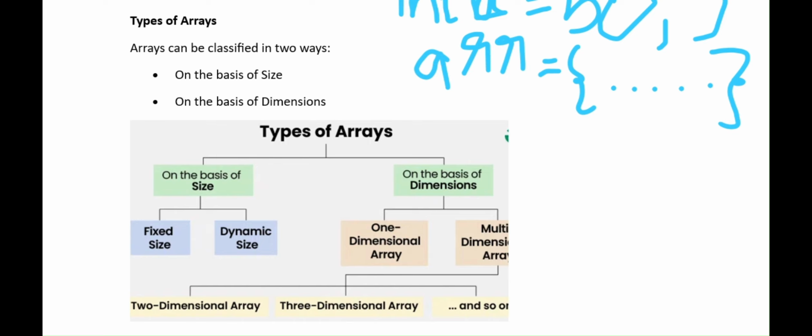Let us see how many types of arrays there are. There are two classifications of arrays: based on the size and based on the dimension. Based on the size, there are again two types: fixed size and dynamic size. Based on the dimension, there are two types: one dimensional and multi-dimensional. Let us see them one by one.